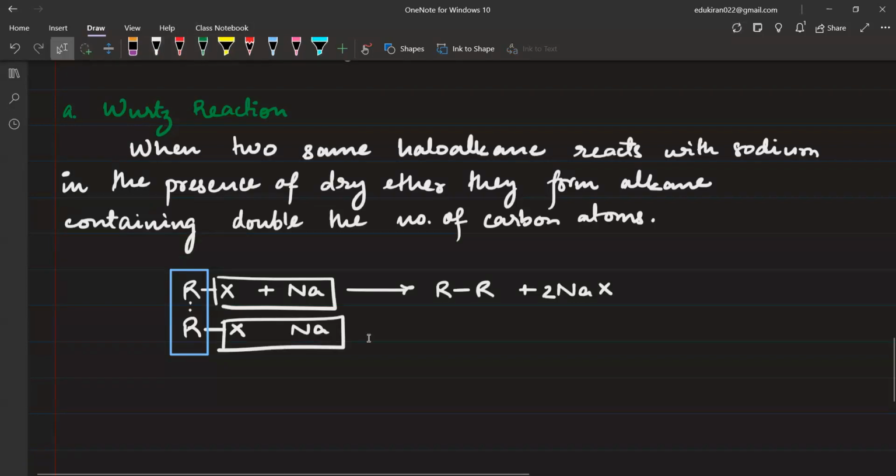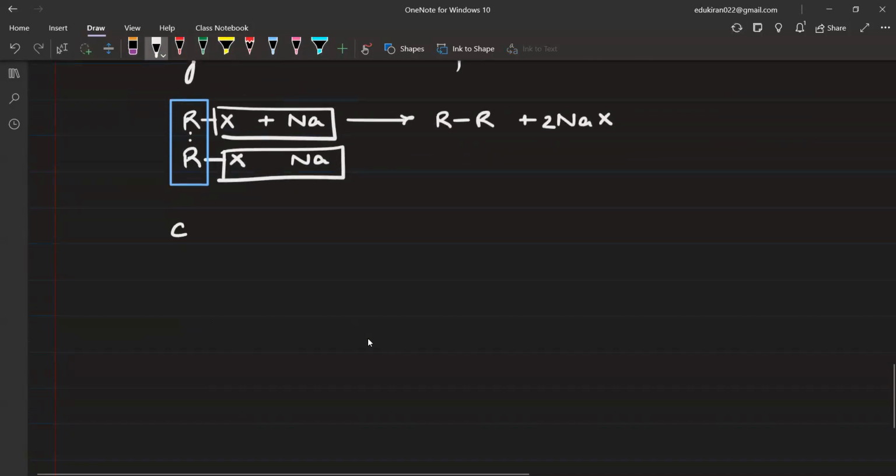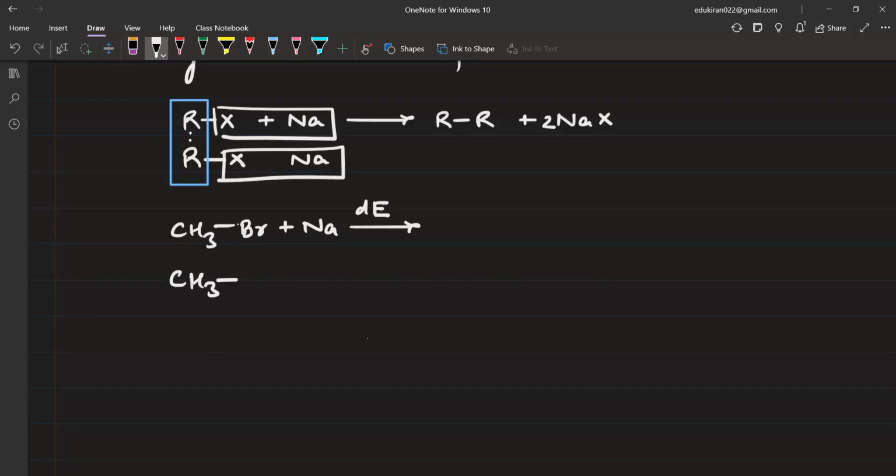For example, if you have CH3 attached to bromine plus Na, they will give you only this much, and they will maybe write dry ether. What you need to do is, what is the product? You will make the same thing, CH3 with Br, and make a bond between CH3 and CH3. So what did you get? You got CH3 bonded to CH3 plus NaBr. NaBr is not important. CH3-CH3 is more important. If you make CH3-CH3, you will get full marks. If you write NaBr, you will get 0 marks.